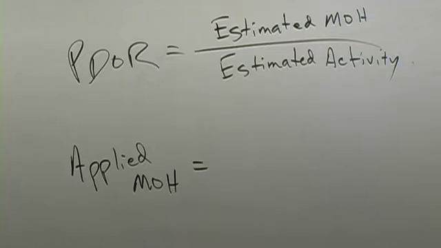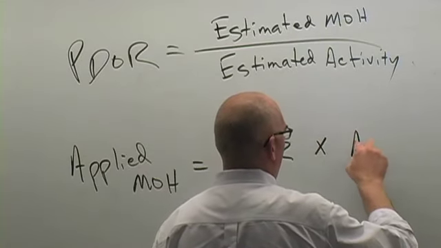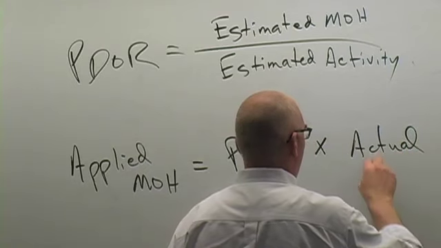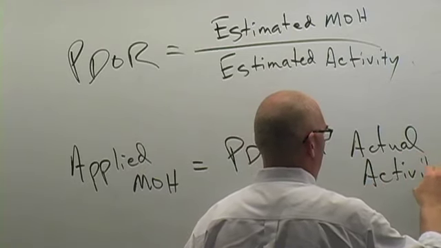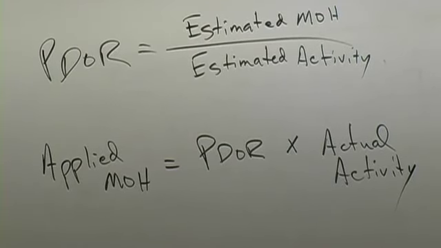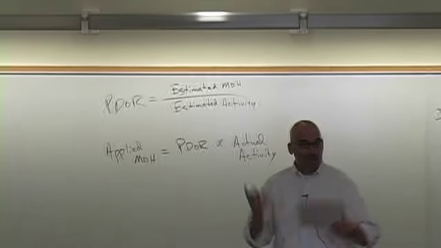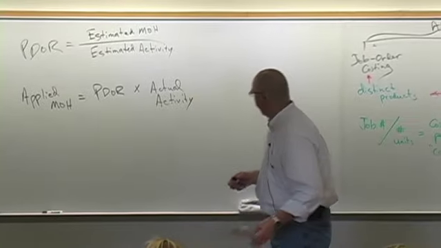Applied manufacturing overhead equals the predetermined overhead rate times actual activity. So those two formulas are going to be very important to us, and right away, because we need to move along. I need to finish with a little bit of time left over so I can let you look at your exams.